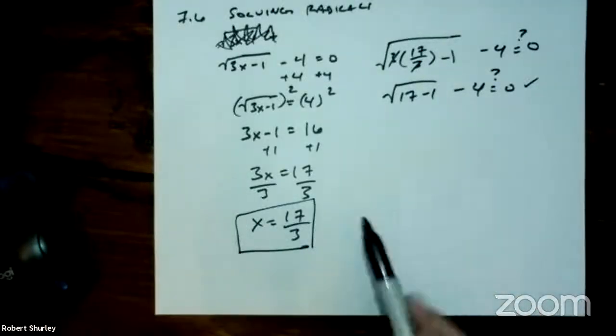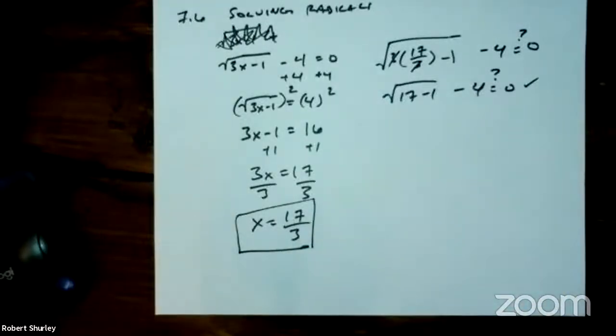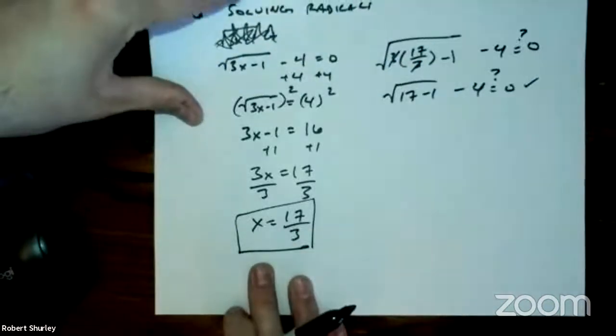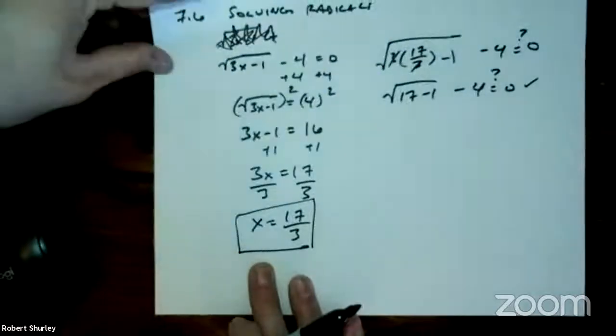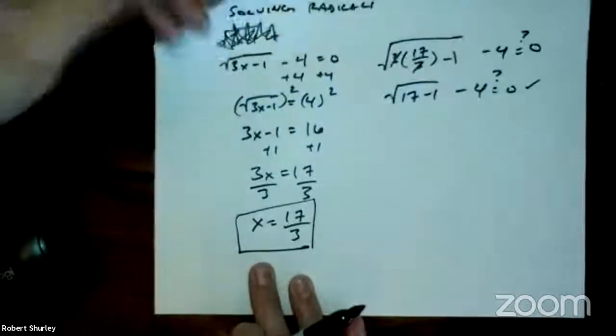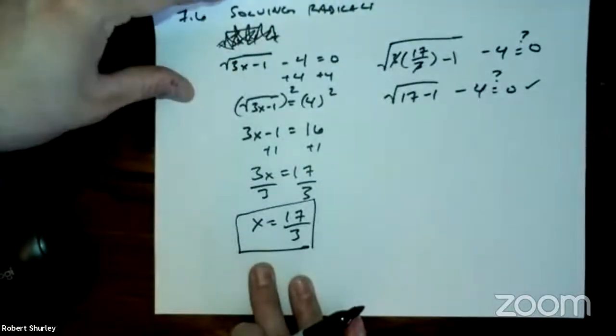So this is kind of the easier solving, because we don't have two separate radicals and a number. There's not two separate radicals and a number. So let's look at one that really turns into more work.